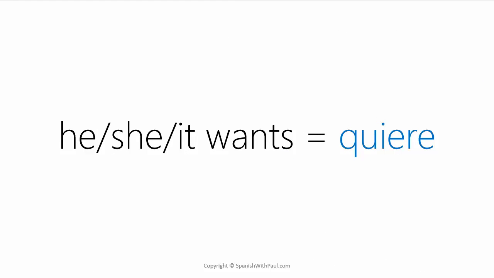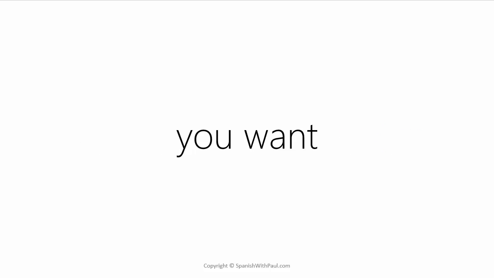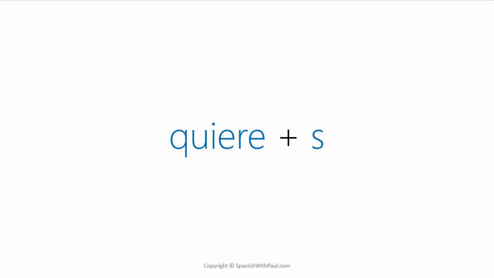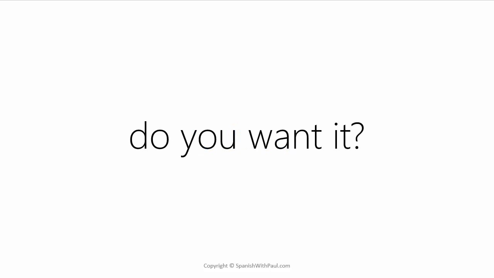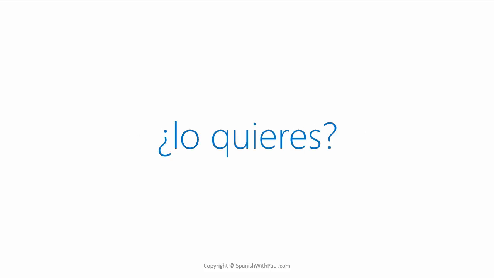We've already done a lot of practice with the verb quiere, and it means he wants, she wants, or it wants. Now, if we want to say you want, and we're speaking one-to-one in this friendly, informal way, it's very easy to do that. All you do is add an S onto the end. So it would become quieres. Quieres meaning you want. For example, if I was talking to someone directly and I wanted to say, do you want it? I would say, lo quieres. So I'd simply take quiere for he, she, and it, add the S onto the end of it, and now I'm saying you want.